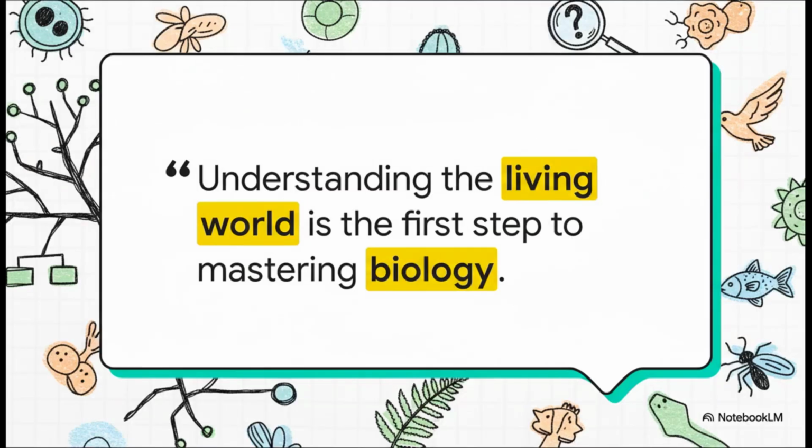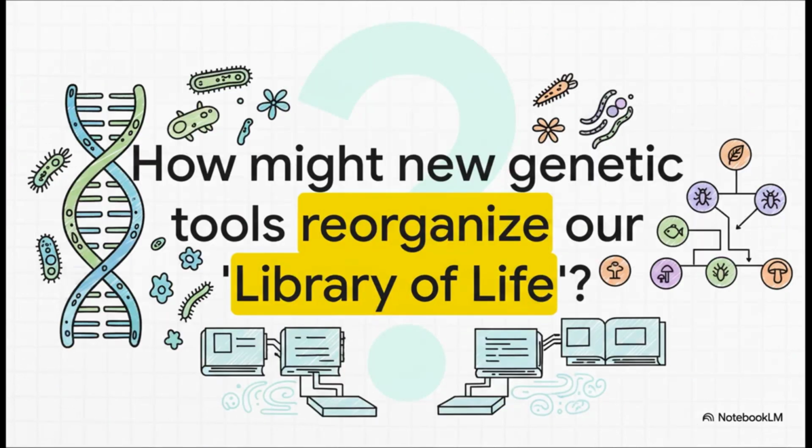So remember, this chapter isn't just about memorizing a bunch of terms. Really understanding how we define and organize the living world, that's the key that unlocks the rest of biology. And I'll leave you with one last thing to chew on. We talked about Linnaeus' system, but science is always moving forward. With amazing new tools like DNA sequencing, we're seeing the family tree of life in a whole new light. So how do you think our grand library of life might get reorganized in the future? It's a pretty cool thing to think about.